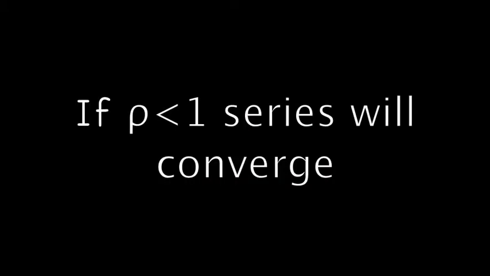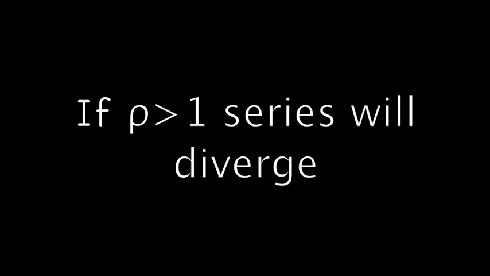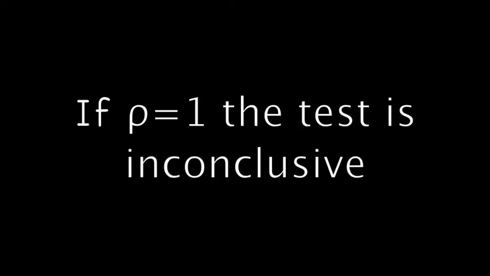If rho is less than 1, then the series will converge. If rho is greater than 1, then the series will diverge. And if rho is equal to 1, then the test is inconclusive, so we must use another test.